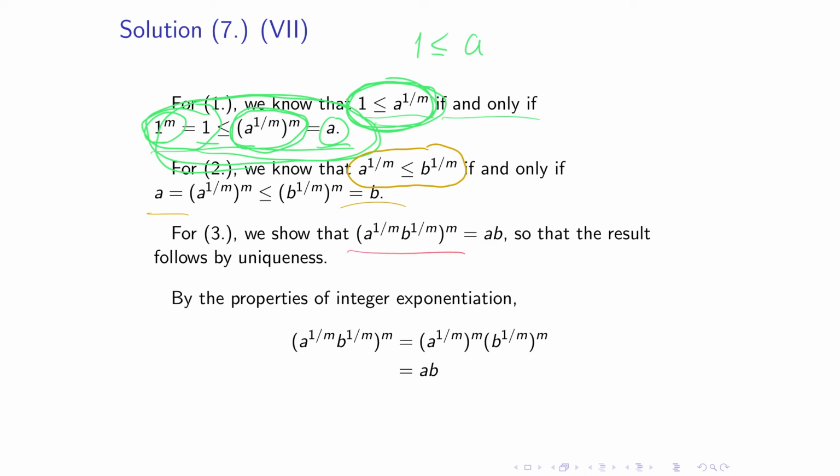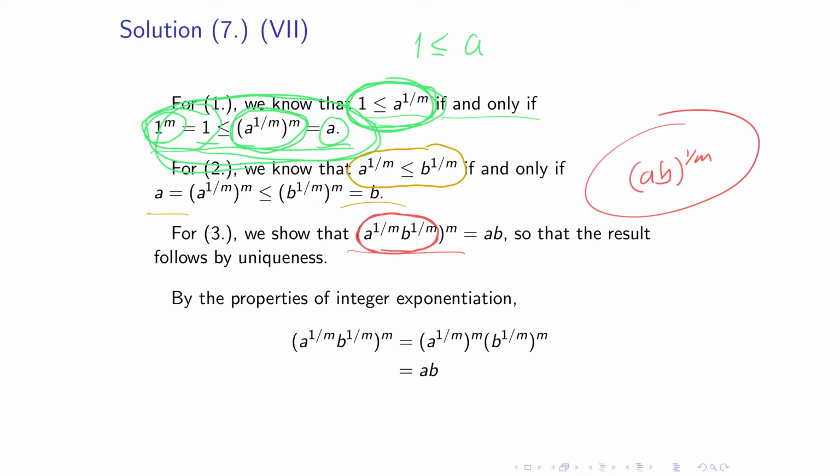For part 3, we'll assume that these two numbers have the same base. What we're going to show is that this quantity, a to the 1 over m times b to the 1 over m, has the property that defines ab to the 1 over m. If we show that quantity has the property which defines this quantity, then they must be equal by the uniqueness result from earlier in this part of the exercises. So that follows from uniqueness.